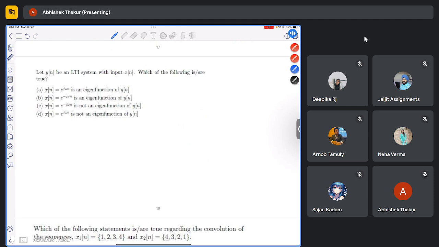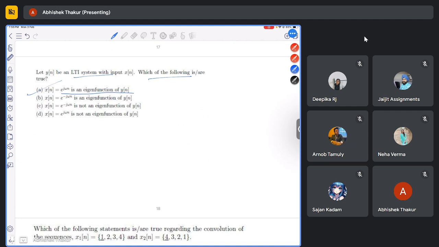For y(n) to be a linear time invariant system with input x(n), which of the following is true? So x(n) equal to e to the power of j omega n is an eigenfunction of this, because when we give e to the power of j omega n as the input, the phase remains the same if it is not changed by the system. The system is time invariant, so x(n) will be the eigenfunction.